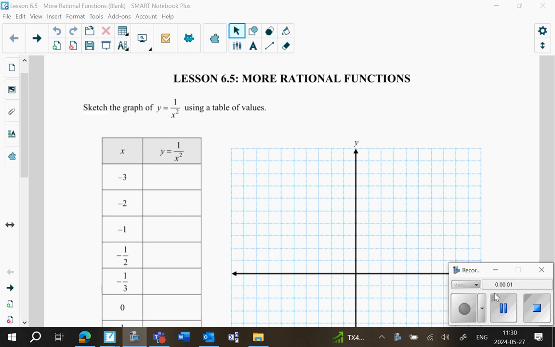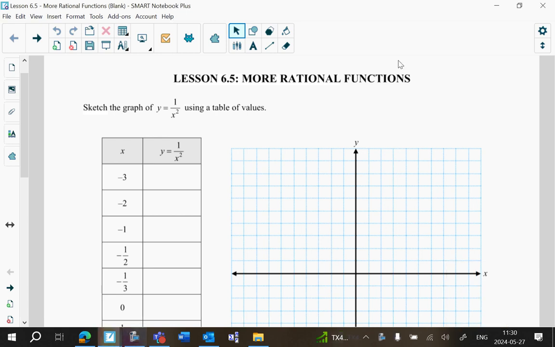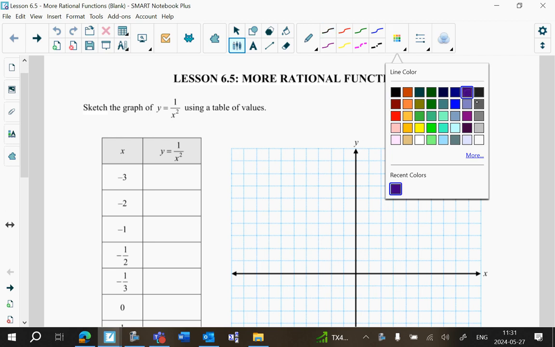And in 6.5, we're still going to look at rational functions. And when you see the word rational, you think, really? We just talked about this. Fraction, thank you. Okay. So we saw what a rational function looks like when there was a number up top and x on the bottom.